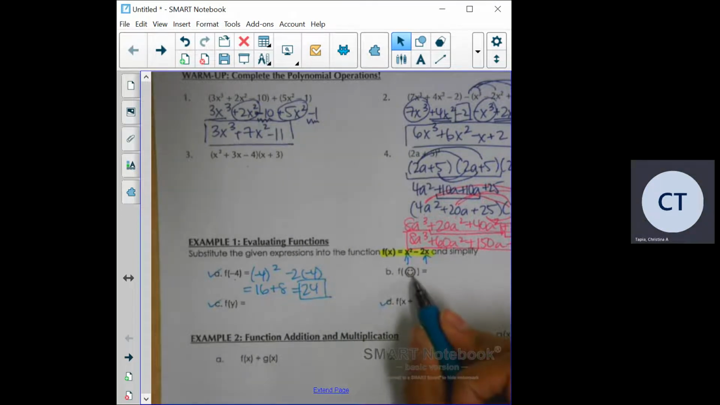This smiley face, guys, it's not meant to be confusing at all. It just means if you were to substitute this in, you would have 2 smiley faces for x. That's all.